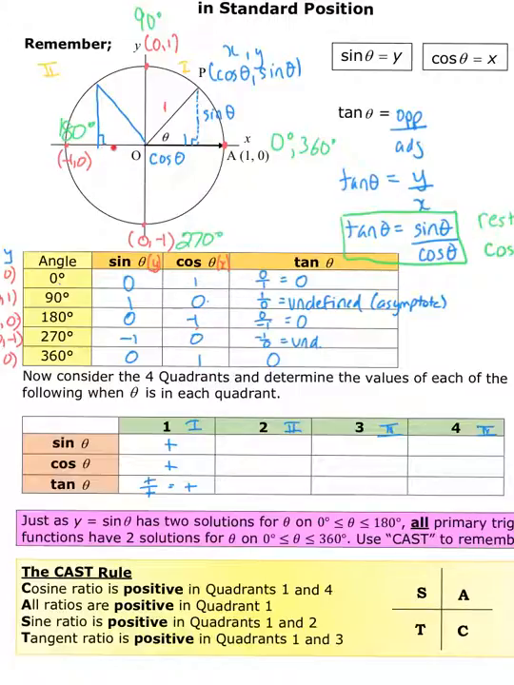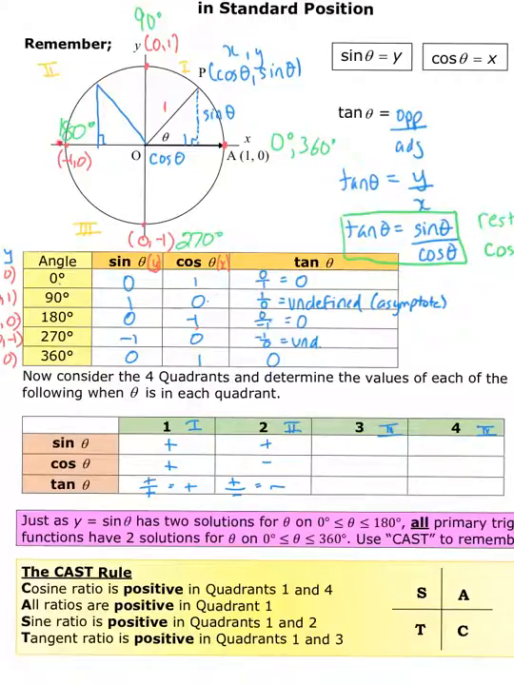Cos is negative because our x value is negative. So in quadrant 2, we're dealing with obtuse angles, which we've looked at already, and we know that sine is positive and cosine is negative. So that means tan is going to be negative because a positive divided by a negative is negative.